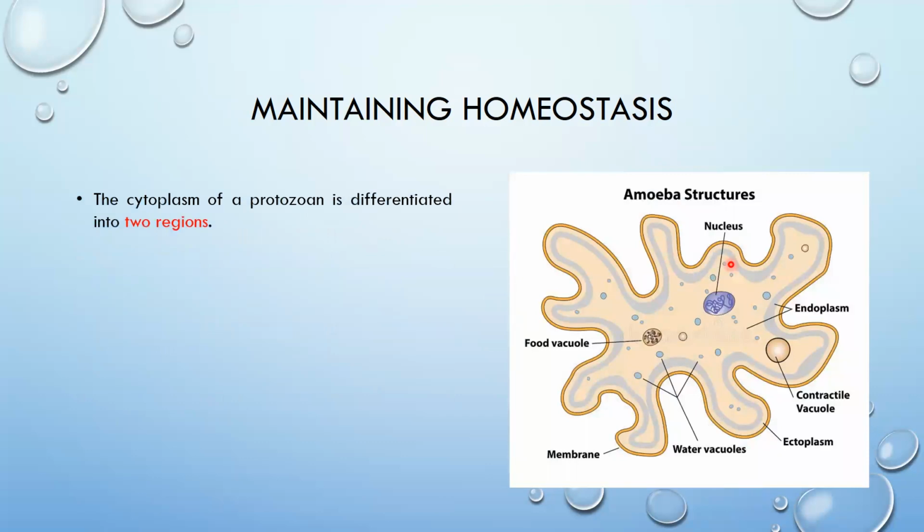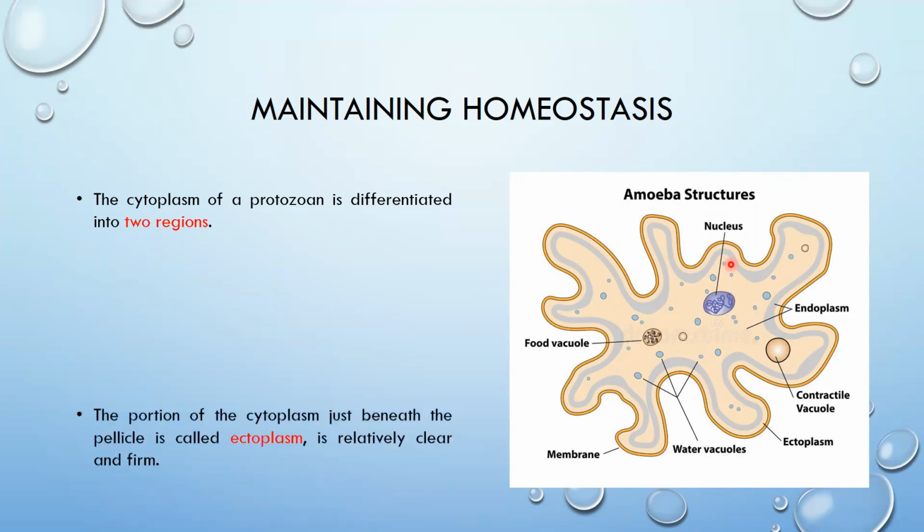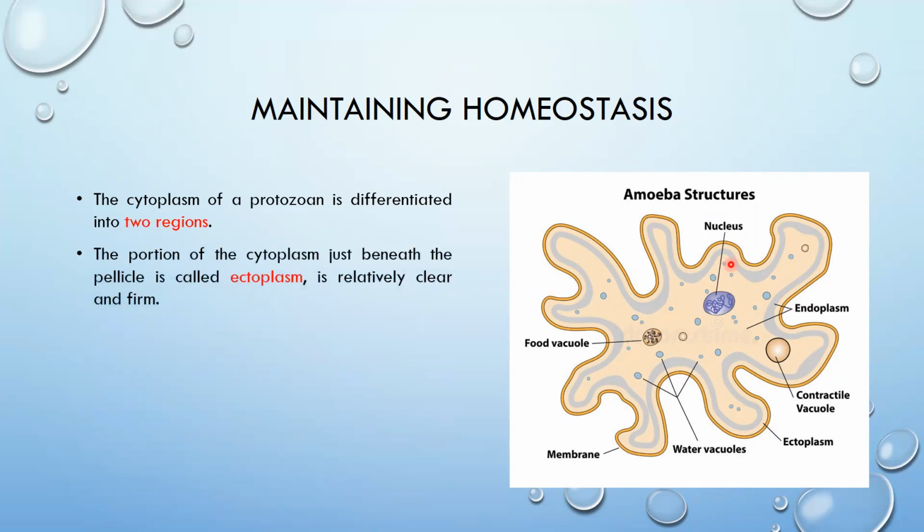Now, the cytoplasm of the protozoans is differentiated into two regions, as we have an example of the amoeba here, where I'm going to differentiate the cytoplasm into regions. The first region is the ectoplasm. The portion of the cytoplasm just beneath the pellicle is called the ectoplasm, and it is relatively clear and firm. As you can see here in the diagram, just beneath the pellicle, this is the ectoplasm.